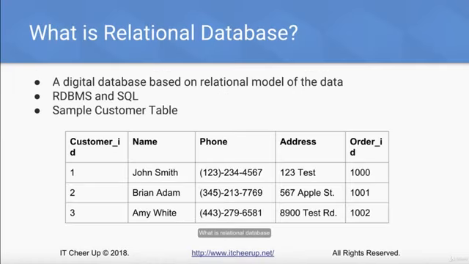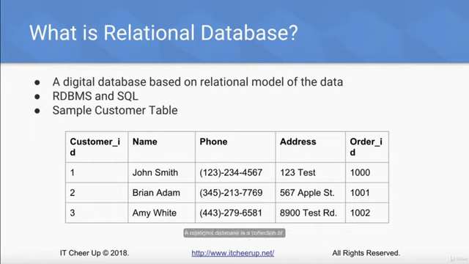What is a relational database? A relational database is a digital database based on relational model of data. A software system used to maintain relational database is a Relational Database Management System, RDBMS. Virtually all relational database systems use SQL, structured query language, for querying and maintaining the database.